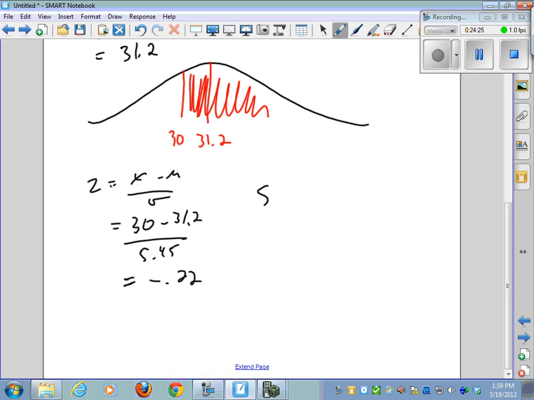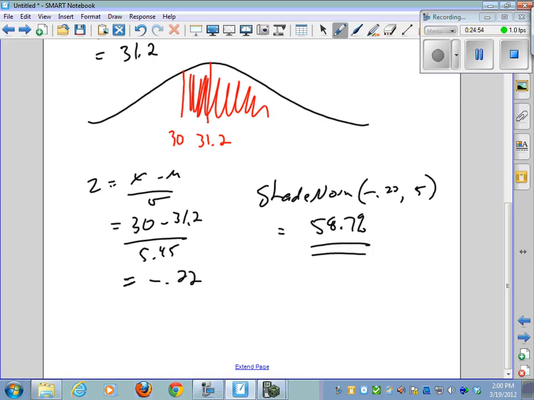Now you're going to shade norm from here to the right, so it's greater than, so minus 0.22 to 5. And you guys, I think, know how to do that. The book tells me the answer is 58.7. You have a 58.7% chance of finding at least 30 faulty sweatshirts.